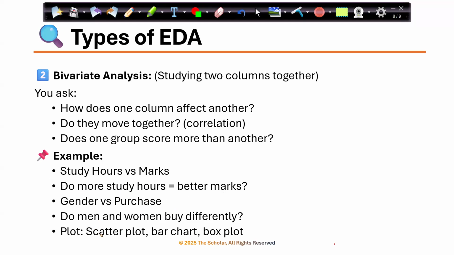The plots we normally use are scatter plot, bar chart, and box plot. We'll see those plots in some time. But this is my bivariate analysis. Bivariate analysis is nothing but when we are having two columns, it can be categorical and categorical, or categorical and numerical, or numerical and numerical.